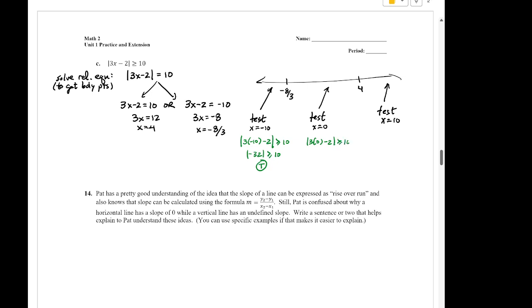Okay, if we test 0, we get 3 times 0 minus 2 in the absolute values. And is that bigger than 10? Well, this is negative 2, which is just 2 in absolute values. So that's false. And then over here, if we test 10, it's 3 times 10 minus 2 in absolute values. Is that bigger than or equal to 10? That's going to be 28, which is bigger than 10. So that's true. So now I know it's this part and this part.